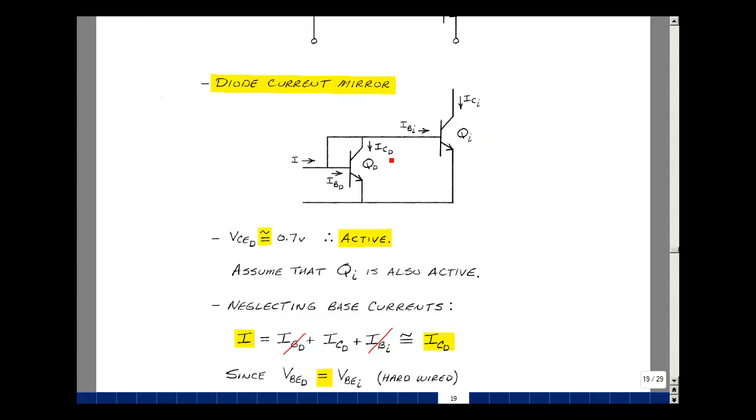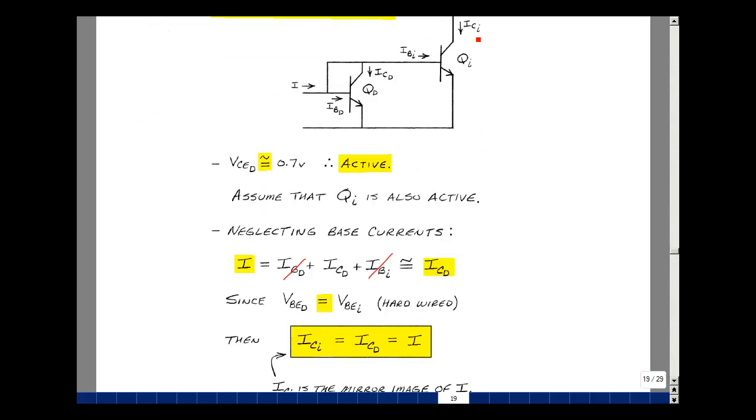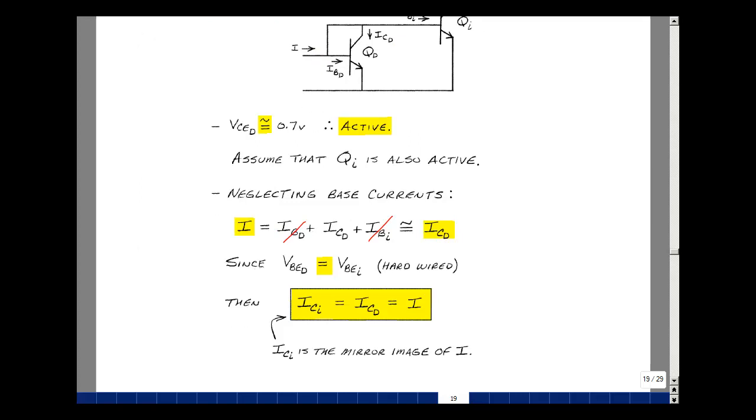That means that their collector currents are going to be identical. The collector current of transistor I is the same as the collector current of transistor D, but we just showed that that was equal to the current I as an approximation. The current in the collector of transistor I is the mirror image of the current that's coming into this combination of transistors.